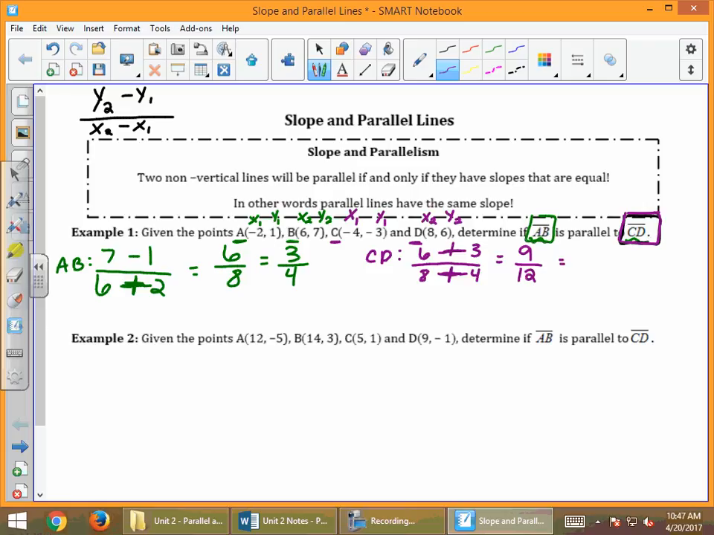Again, always simplify your fractions. Just simplify it in your calculator. You will get 3/4. Once you find the slope of both lines, look at the slopes. We got 3/4 for AB, and we got 3/4 for CD. We got the same exact slope for both, so that would make these lines parallel. Same slope.